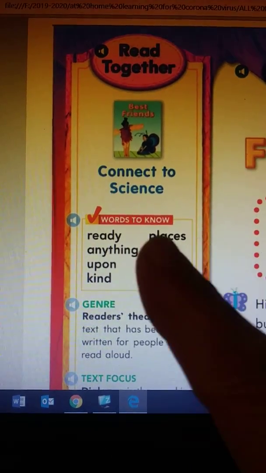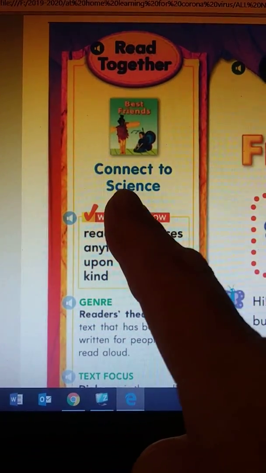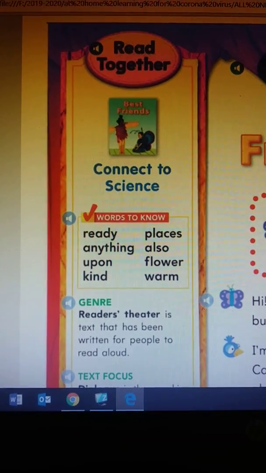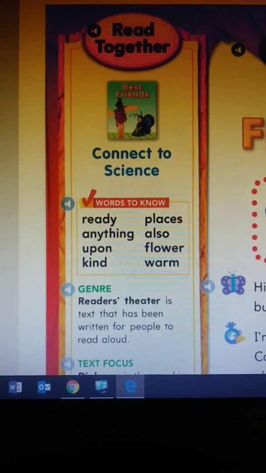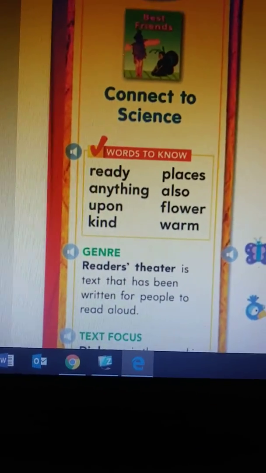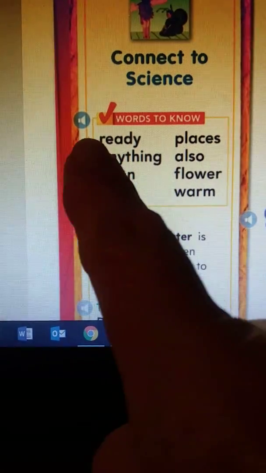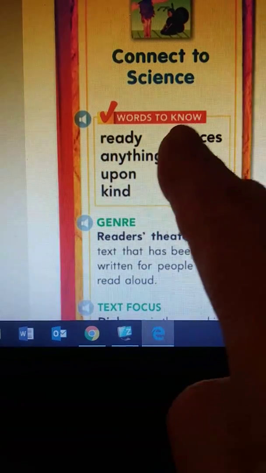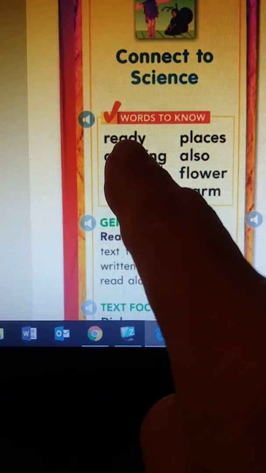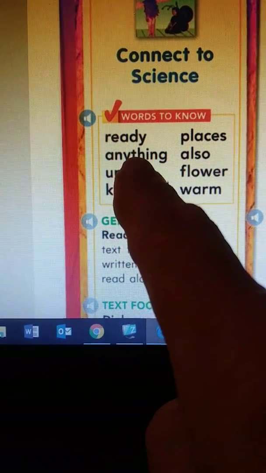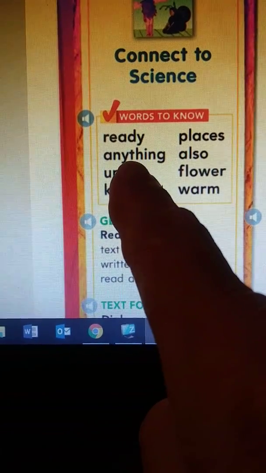We're going to connect to science. I wonder what that means. Connect to science. I guess we'll have to read to find out. These are some words that we're going to need to know as we read our story. The words are ready, anything. Look at that word, anything.